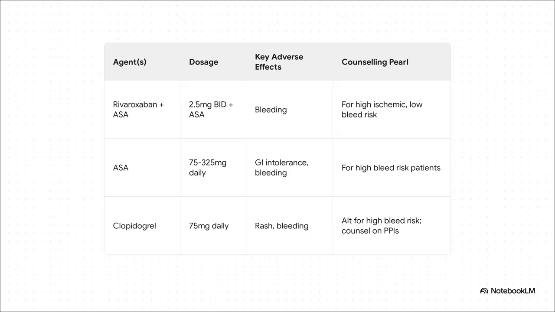For anyone with a higher bleed risk, you're looking at single-agent therapy, either ASA or clopidogrel. And here's a key pharmacy pearl for clopidogrel. Always remember to screen for interacting PPIs like omeprazole and esomeprazole because they can actually reduce its effectiveness.